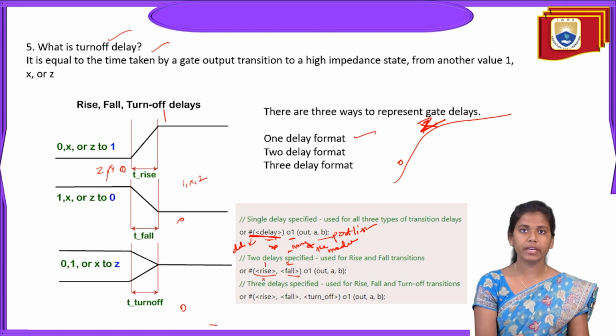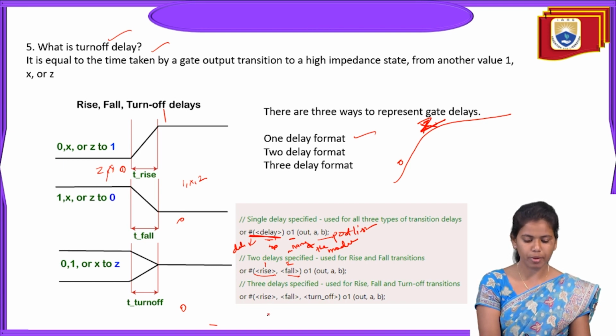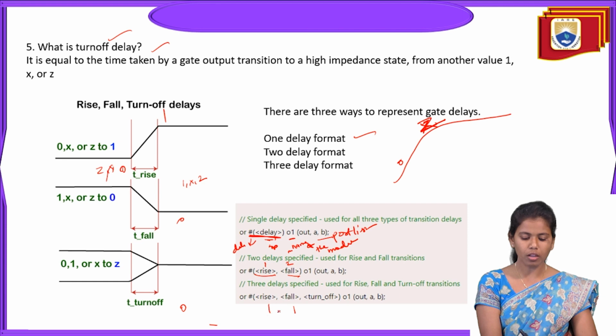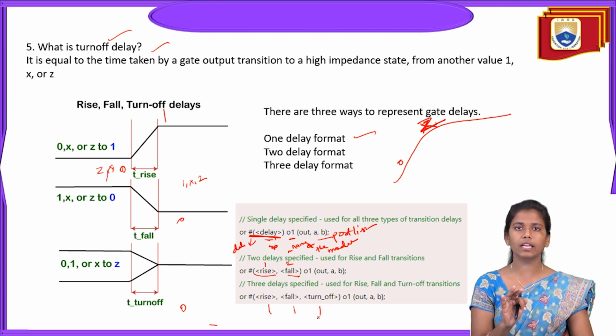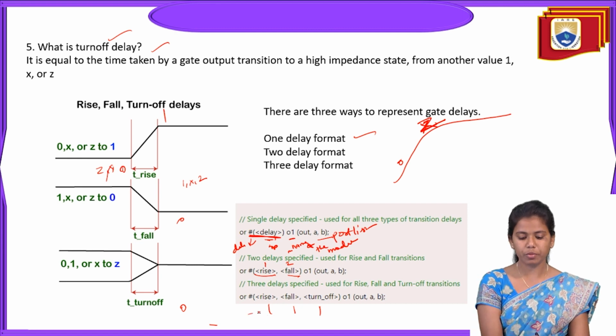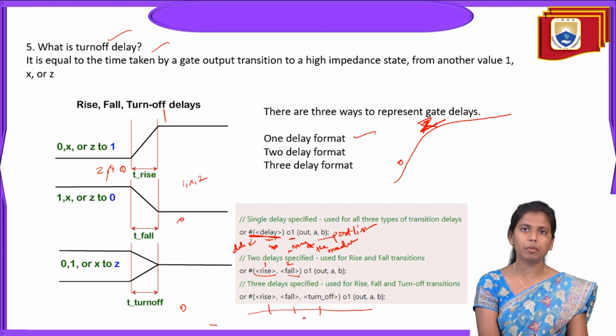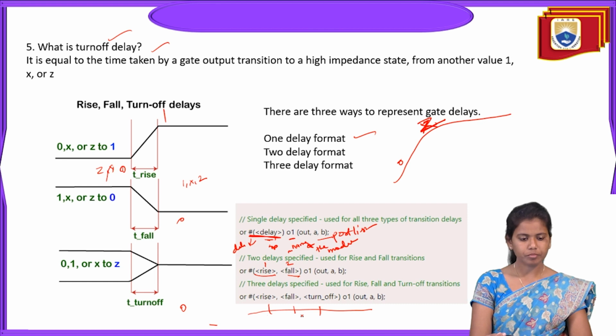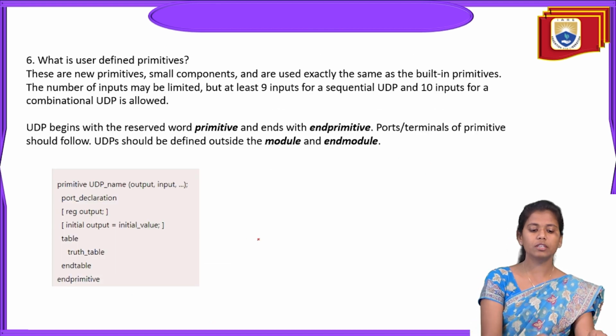And then coming to the three delay format. In this three delay format, you see rise, fall, and turn off. So if you are considering all three delays in your coding, as per the specifications, then this is how the representation of the three delay format takes place. Okay. Then, what are user-defined primitives?